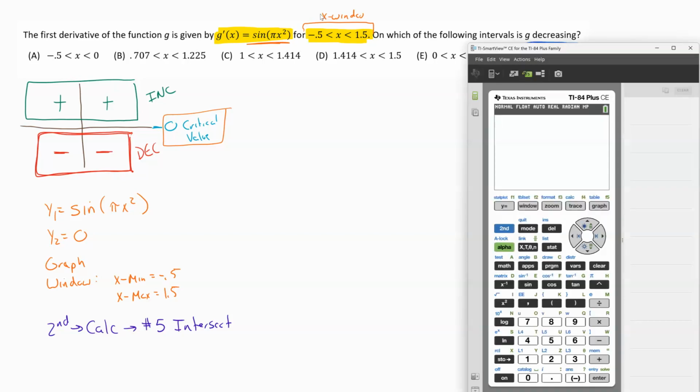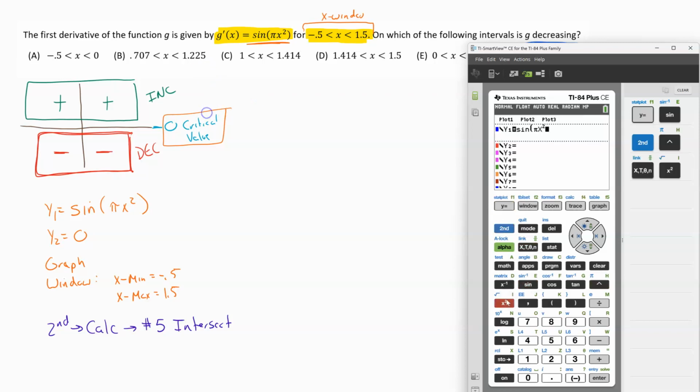We'll open up our calculator, go to our y equals, and in our first y1, we're going to put that original equation. So the sine of pi x squared. When we're graphing all of our trig functions, all of our graphing on the AP Calc test is always going to be in radian mode. So make sure your calculator is set to radian mode.